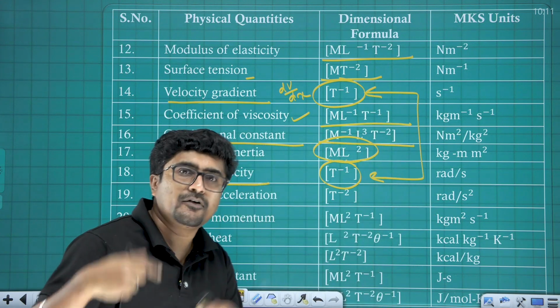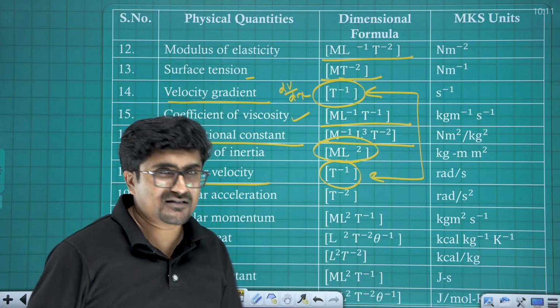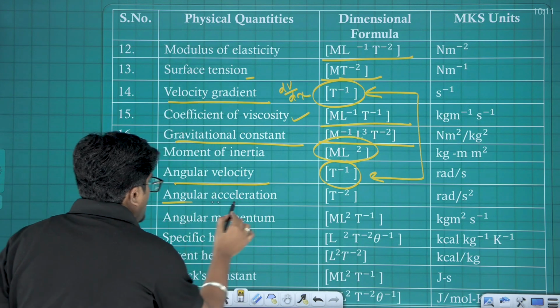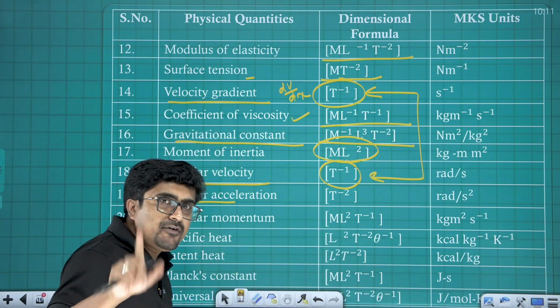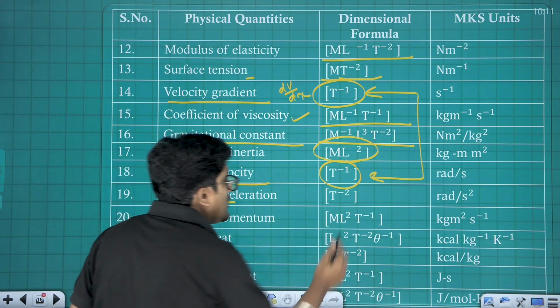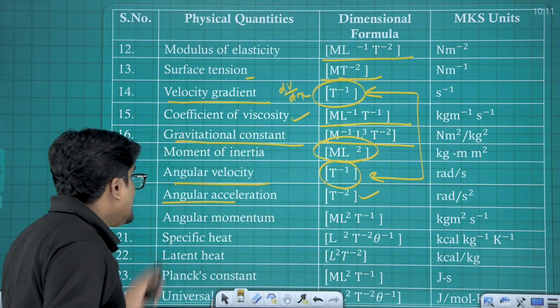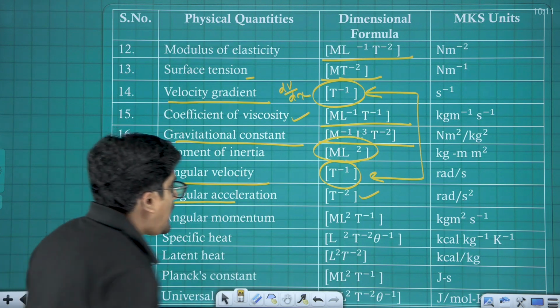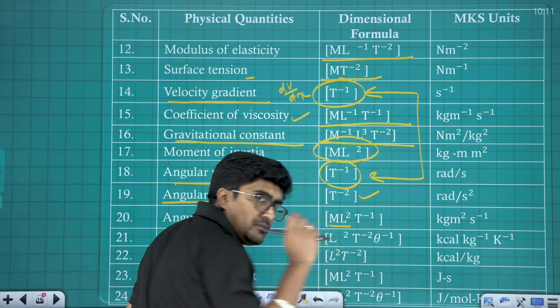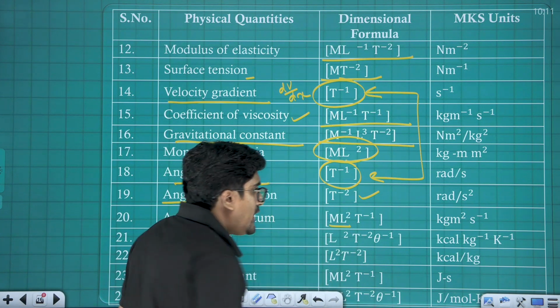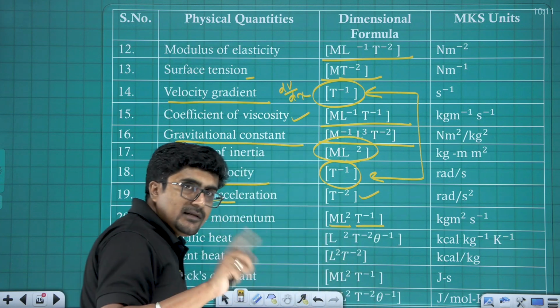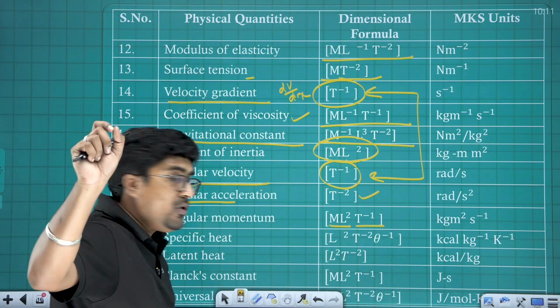So this type of stuff you may expect in match the following questions. And here angular acceleration. If angular velocity has dimension T raised to minus 1, so definitely angular acceleration is going to have the dimensional formula as T raised to minus 2. Yes. Next is angular momentum, I into omega. We have got ML square, and here this is for omega. That's why it is ML square T raised to minus 1.